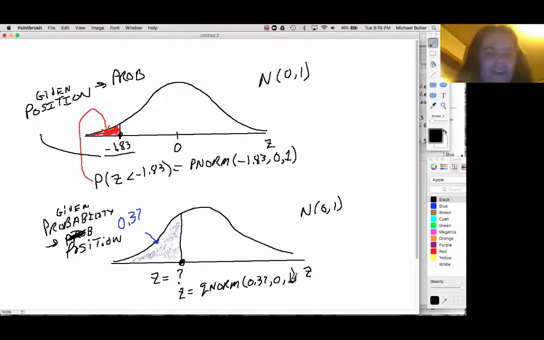So for the sake of understanding it, maybe we could go over again what you do to calculate by hand the position or the probability. Okay, how do you do that by hand?